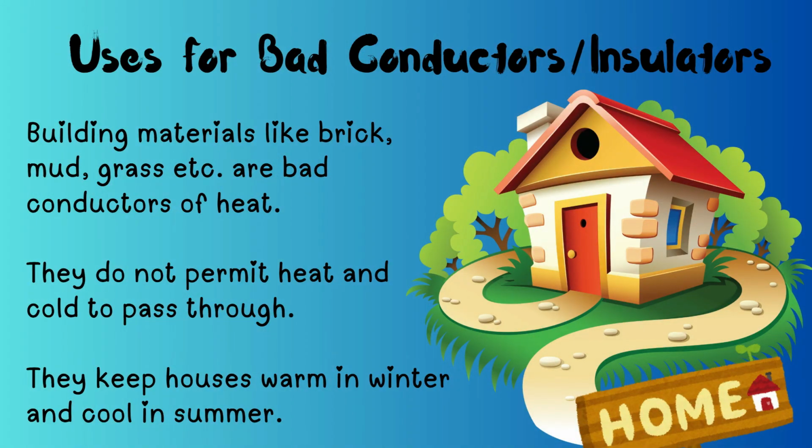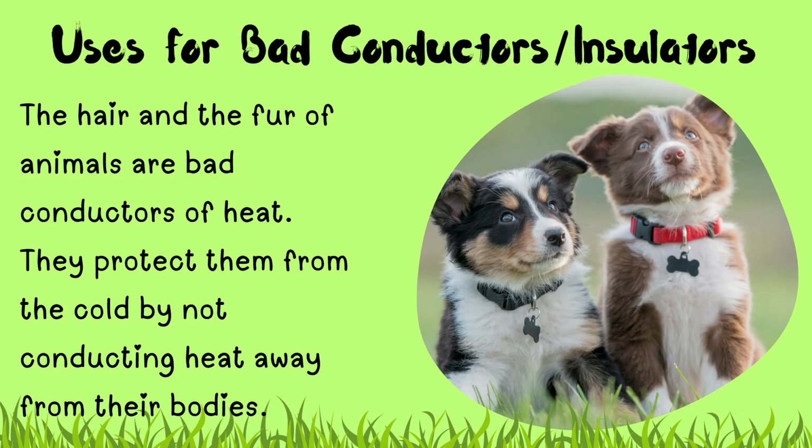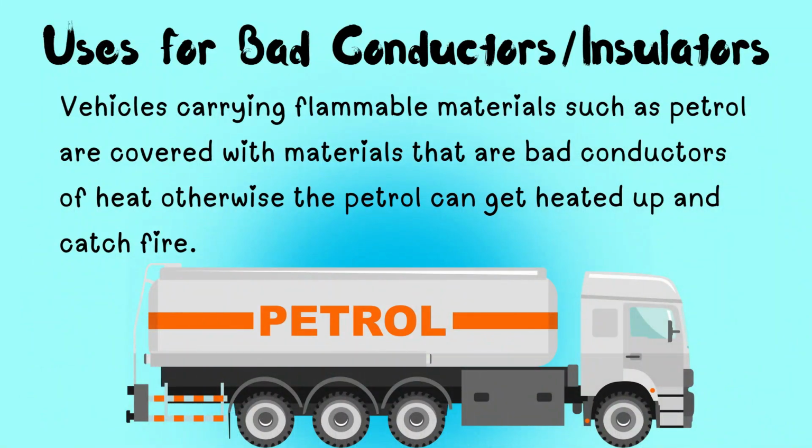Building materials like brick, mud, grass, etc. are bad conductors of heat. They do not permit heat and cold to pass through. They keep houses warm in winter and cool in the summer. The hair and the fur of animals are bad conductors of heat. They protect them from the cold by not conducting heat away from their bodies. Vehicles carrying flammable materials such as petrol are covered with materials that are bad conductors of heat, otherwise the petrol can get heated up and catch a fire.